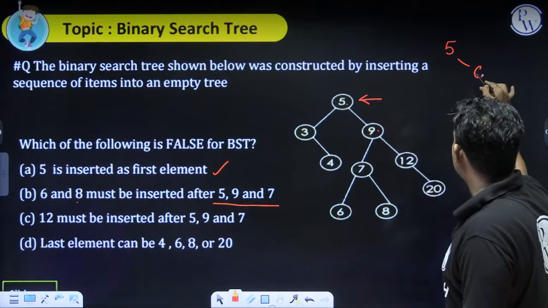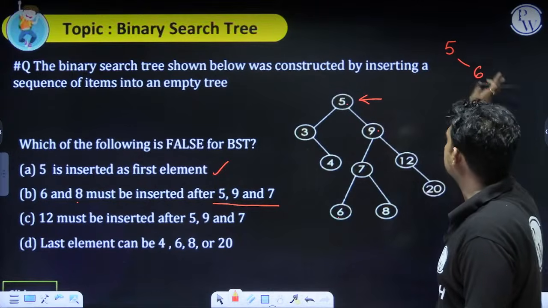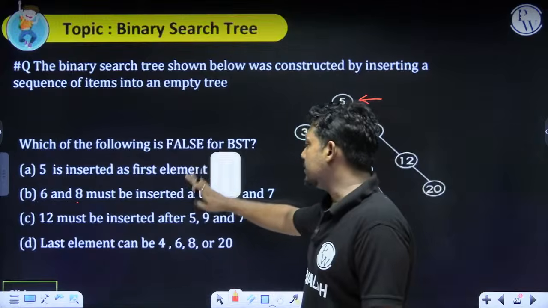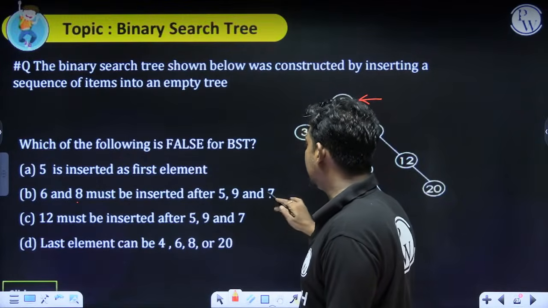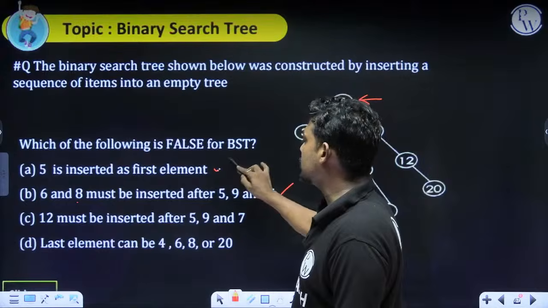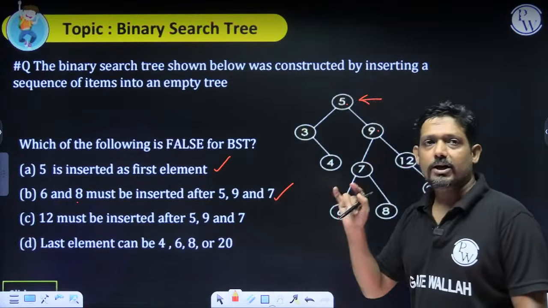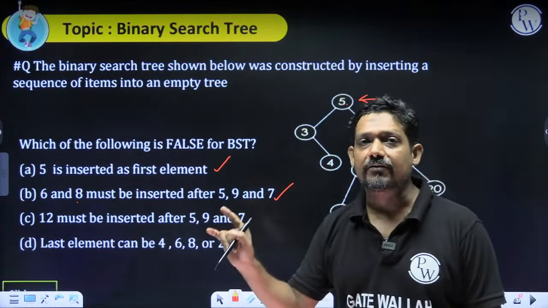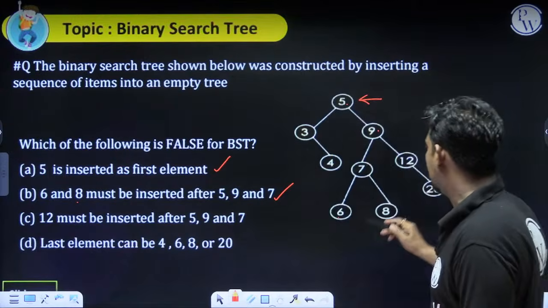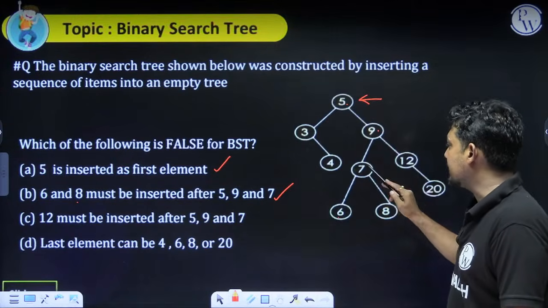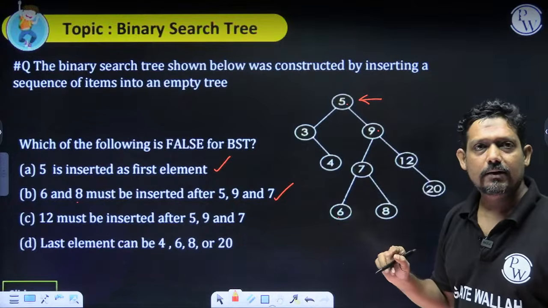So 6 will come here and it will become the root, it will violate this. So 6 and 8 must be inserted after 5, 9 and 7. So this is also true, this is also true. Next, 12 must be inserted after 5, 9 and 7. After that you insert 12.